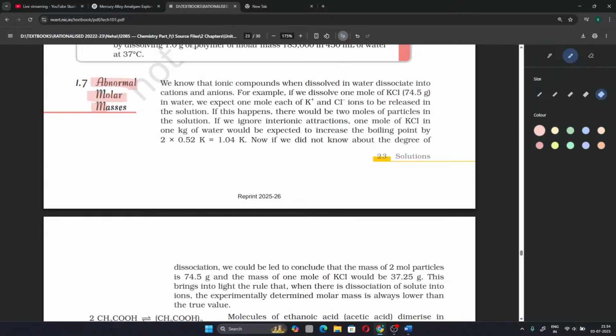Abnormal molar masses. We know that ionic compounds when dissolved in water turn into cations and anions. For example, if we dissolve 1 mole of KCl, 74.5 grams, in water, we expect 1 mole of each K plus and Cl minus ions to be released in the solution. If this happens, there will be 2 moles of particles in the solution. If we ignore the interionic attraction, 1 mole of KCl in 1 kg of water would be expected to increase the boiling point by 2 into 0.52 Kelvin, that is 1.04 Kelvin.